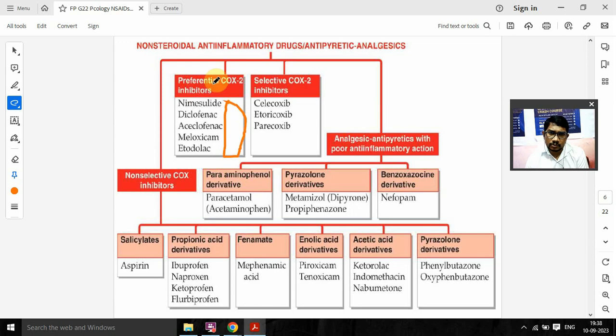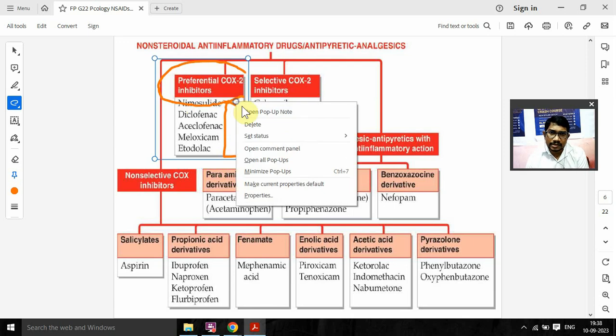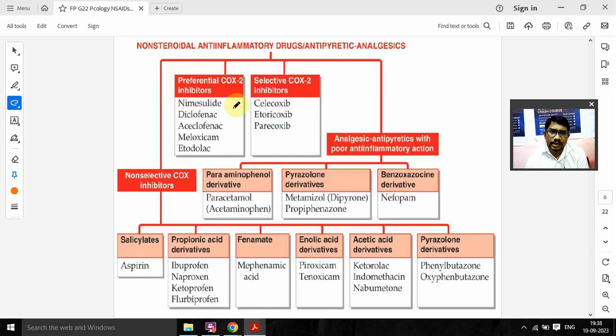फर्स्ट ऑफ ऑल व्हाट डू यू मीन बाय प्रेफरेंशियल कॉक्स 2 इनहिबिटर. यहाँ पे प्रेफरेंशियल कॉक्स 2 इनहिबिटर का मतलब क्या है. So they inhibit COX-2 more than COX-1. They have more selectivity for COX-2 than COX-1, but that doesn't mean that they will not inhibit COX-1. ये COX-1 को भी करते हैं, COX-2 को भी करते हैं, but they have more affinity towards COX-2. वो ज्यादा COX-2 को ही इनहिबिट करेंगे, COX-1 को भी करते हैं.